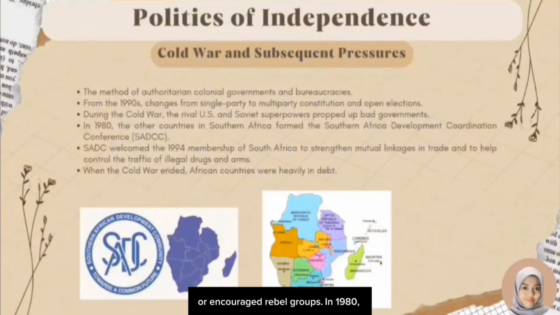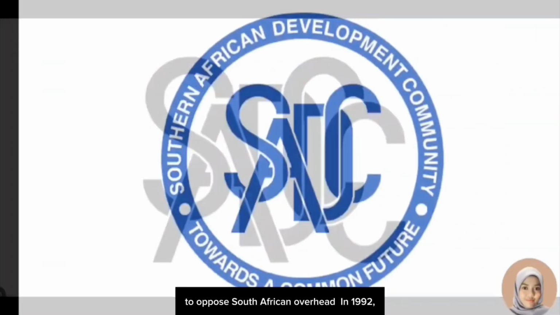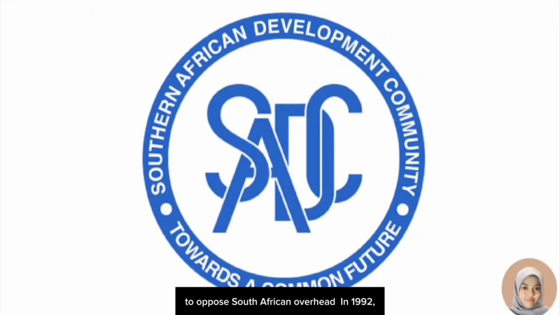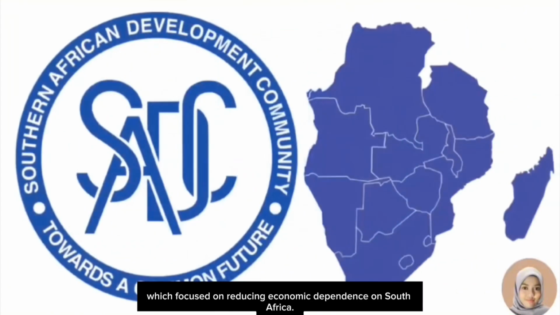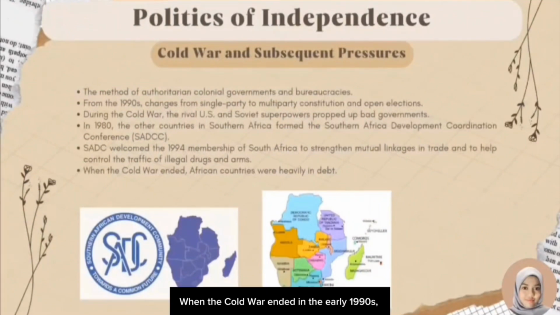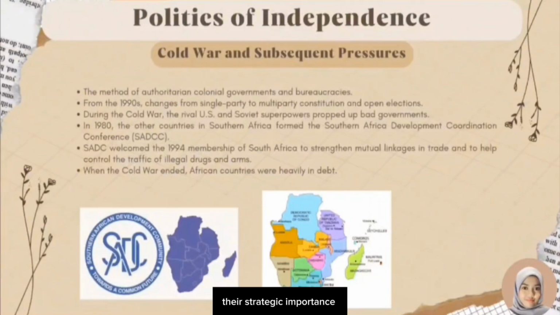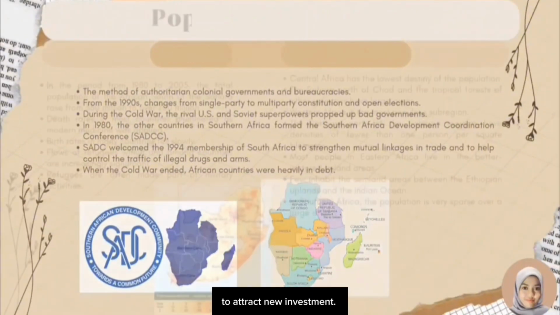In 1980, other countries in Southern Africa formed the Southern Africa Development Coordination Conference to oppose South African apartheid. In 1992, the name was changed to the Southern Africa Development Community, which focused on reducing economic dependence on South Africa. When the Cold War ended in the early 1990s, African countries lost their strategic importance, and that made it difficult for these countries to attract new investment.